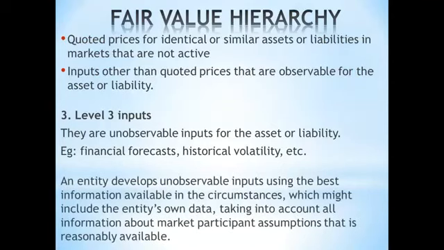to develop an unobservable input, it uses the best information available in the circumstances, which might include the entity's own data, taking into account all information available on market participants' assumptions that is reasonably available. So here it's basically talking about, in determining unobservable inputs, we have to consider the entity's information, and consider information of the market participants, in order to generate those measurements for the level 3 input.